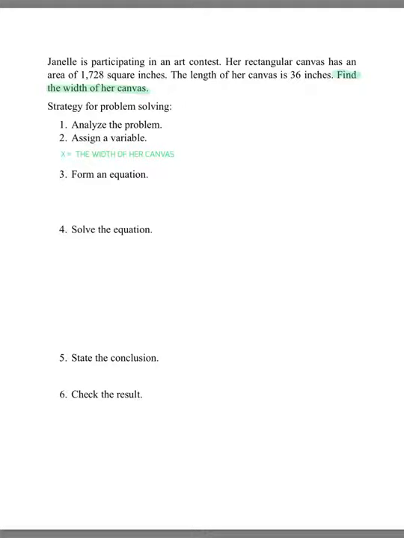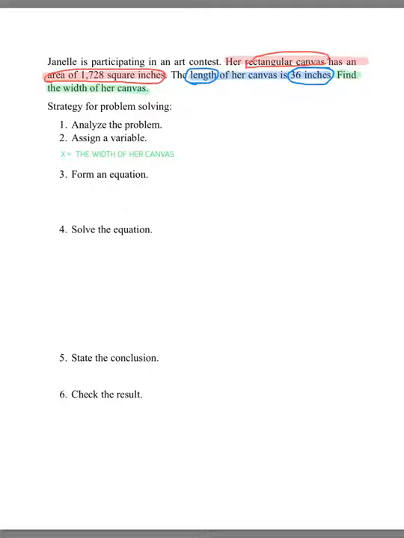So we know she's participating in an art contest, and so she's going to be drawing on a rectangular canvas. Her rectangular canvas has an area of 1,728 square inches. So one of the key things there is that we're working with a rectangle, more precisely a rectangular canvas, and also an area of 1,728 square inches. Now what else do we know? We also know the length of our canvas is 36 inches. So the key being there, length and 36 inches.